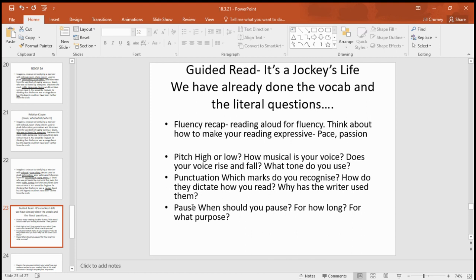How you use a pause is the third P. When should you pause? And that will link also to your punctuation. For how long? For what purpose? Are you doing it for a breath or are you doing it for a dramatic pause?